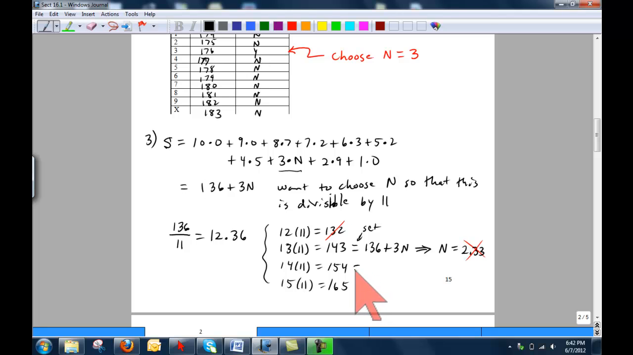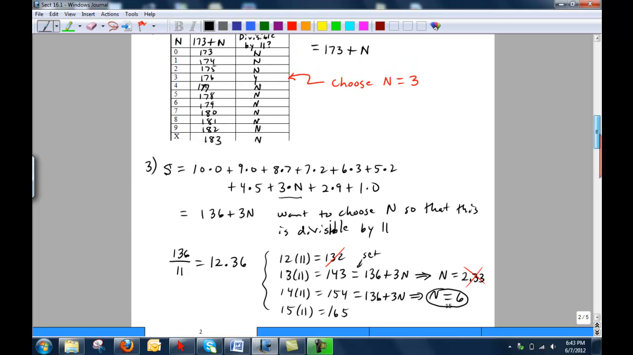So let's try 154. What if that is 136 plus 3n? What could n be? Take 154 minus 136, divide by 3, and you get n equals 6. Aha! The 154 then is a multiple of 11, so it's divisible by 11, and it is of the form 136 plus 3n for n equals 6. And so here's the answer to the question. The missing digit in this ISBN must be a 6.